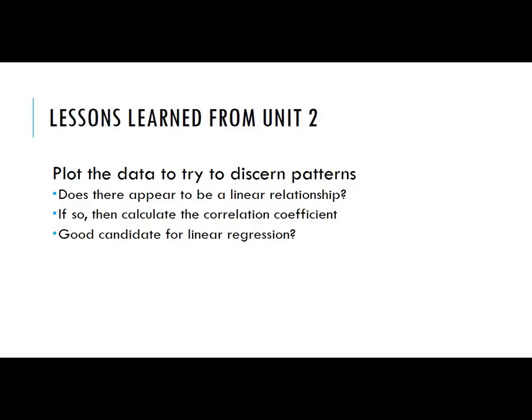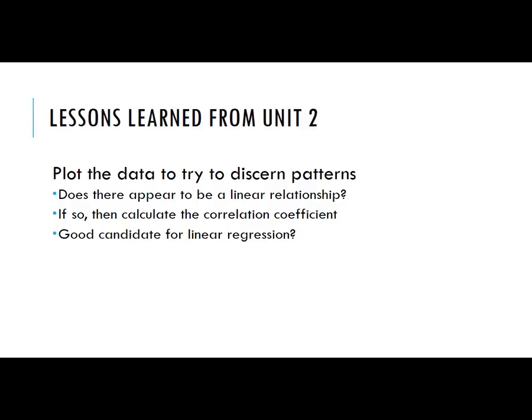So remember from lesson 2, when we were trying to figure out whether or not there were relationships or associations between two different variables in a data set, two different columns, what we would do is plot it. We'd use a scatter plot, and then look at it and see if we can discern any types of patterns. So is there some kind of linear relationship between the x and the y variables? If so, then we would calculate the correlation coefficient in Excel. We wouldn't do it by hand.